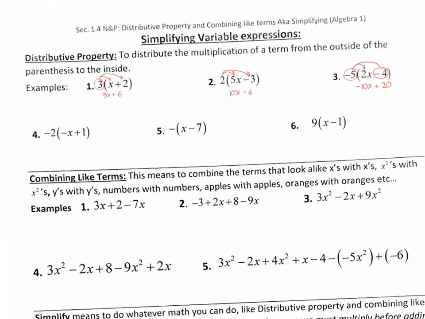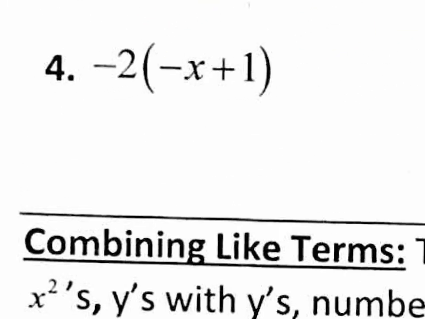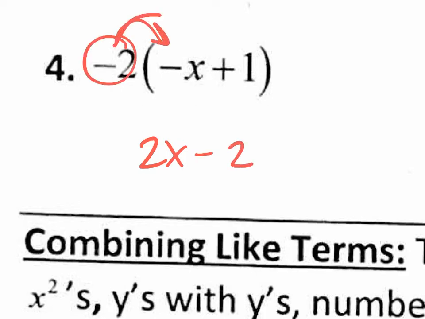So I'm pretty sure you guys could do number 4. It's exact. What's the answer to number 4? 2x minus 2. That's right. Distribute. You get positive 2x with a negative 2.